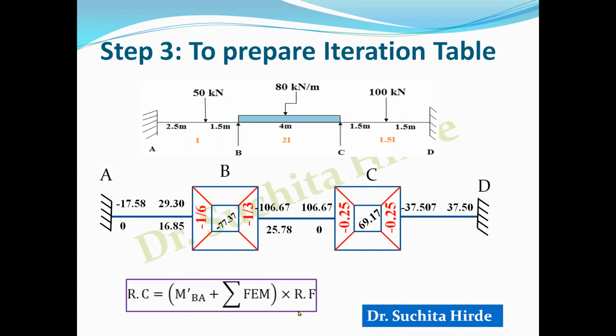Let us see how to calculate at the next joint. So we have started with joint B. Now we will solve joint C. Again, then we will go to joint B. Again, then we will go to joint C. We repeat this procedure till we get the same value at the end. Let us see.